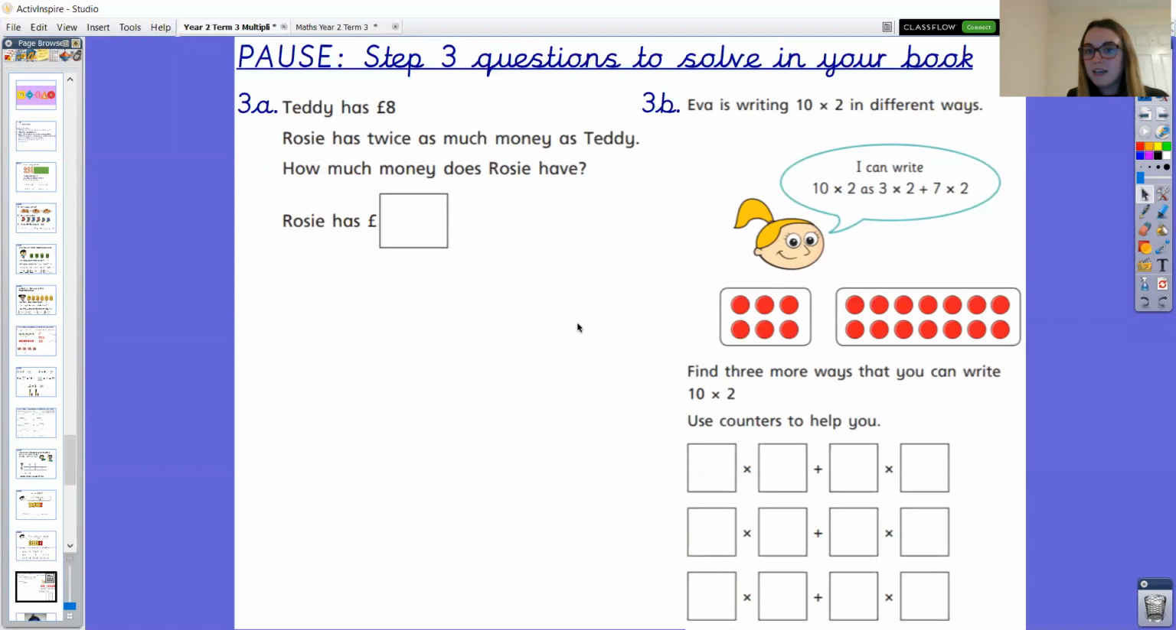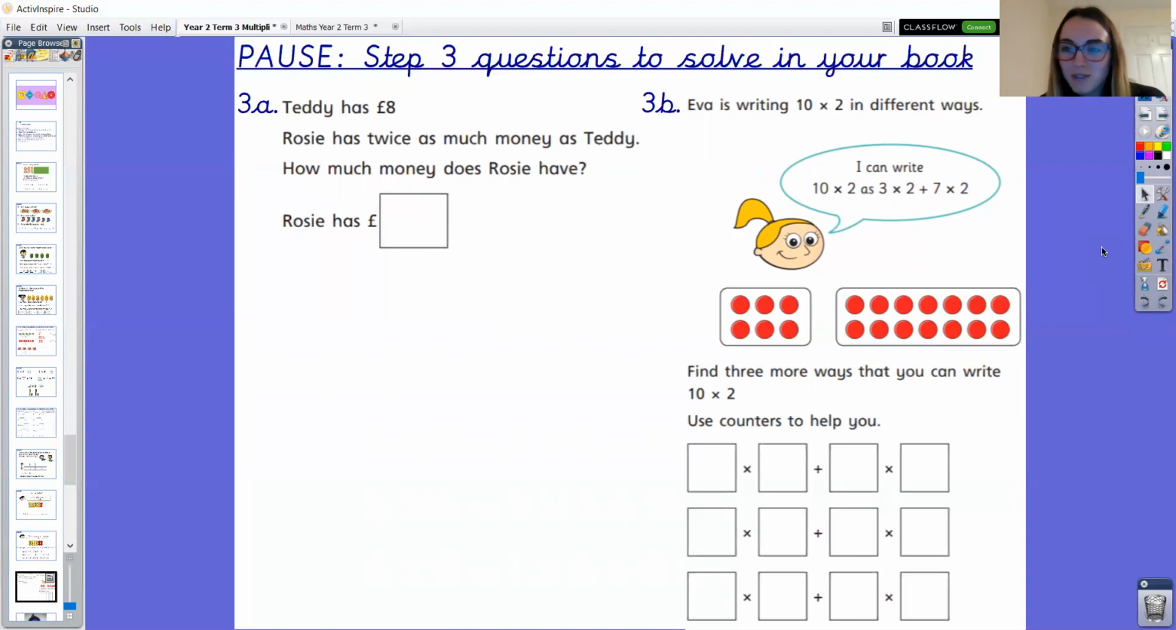And on 3B, it says Eva is writing 10 times 2 in different ways. She said, I can write 10 times 2 as 3 times 2, add 7 times 2, okay? And it says, find 3 more ways that you can write 10 times 2. And if you've got counters, you could use counters to help you, or use objects, okay? Or even draw counters, okay? But sometimes it's useful to have things to move. So please don't worry if you haven't got counters, just use objects, okay? So please pause the video here and solve the step 3 questions.